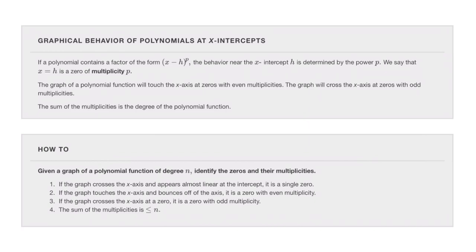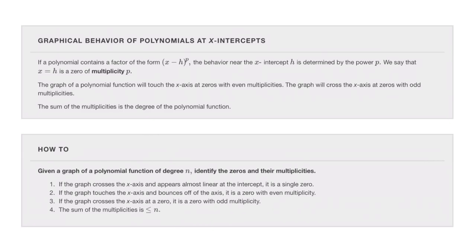So, graphical behavior of polynomials at x-intercepts. If a polynomial contains a factor of the form x minus h to the power of p, the behavior near the x-intercept h is determined by the power p. We say that x equals h is a zero of multiplicity p. The graph of a polynomial function will touch the x-axis at zeros with even multiplicities, and the graph will cross the x-axis at zeros with odd multiplicities. The sum of the multiplicities is the degree of the polynomial function.